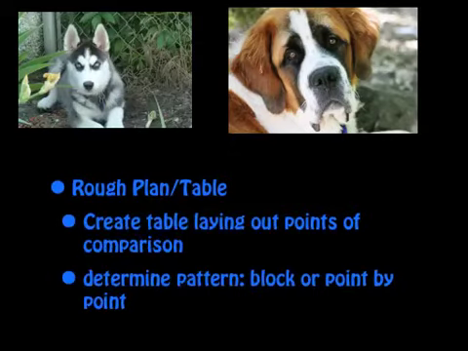Rough plan or a table. Create a table laying out points of comparison. So the things I just planned with and brainstormed with, I'm going to lay out into a nice little table to see which one I like more. And then you need to determine the pattern. Block or point by point. Now with this, I think I'm probably going to go point by point because they have a lot of similarities and a lot of differences. And doing block, to me, wouldn't be as effective.